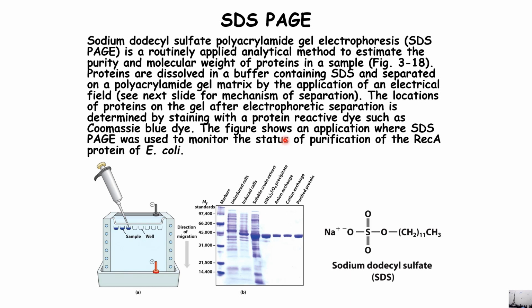The locations of the proteins on the gel after electrophoretic separation are determined by staining the gel with a protein-reactive dye such as Coomassie blue. The figure below shows an application where SDS-PAGE was used to monitor the status of the purification of the RecA protein of E. coli. This is how the sample preparation takes place, and this is how the setup looks, and this is how you can monitor the purification of proteins from a complex cell lysate.